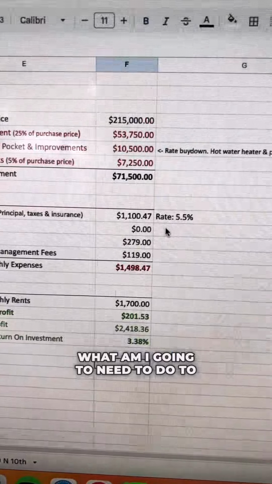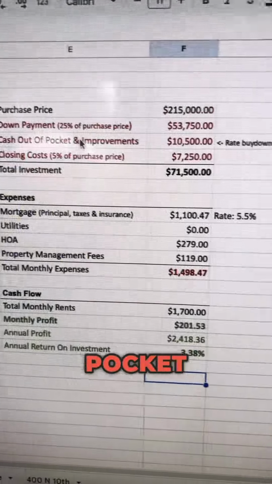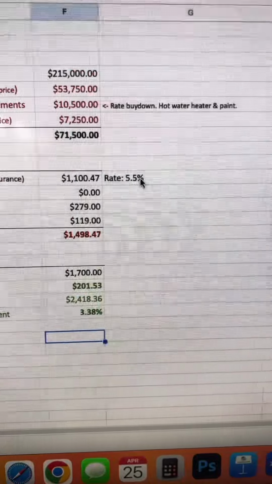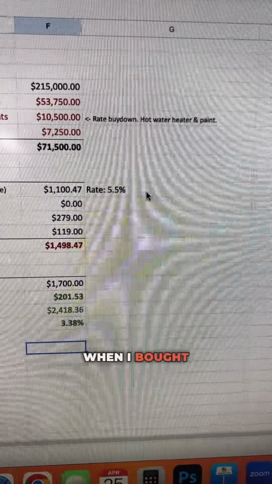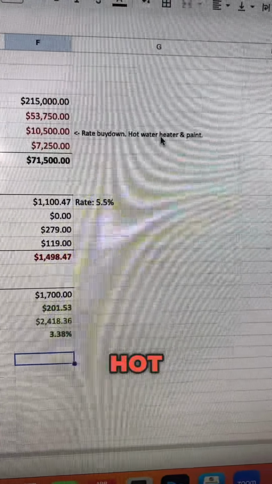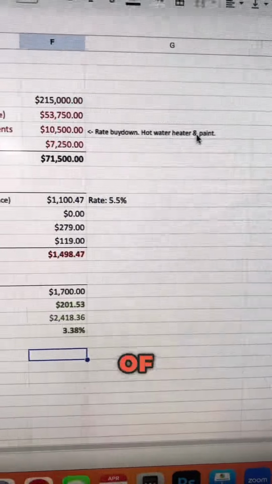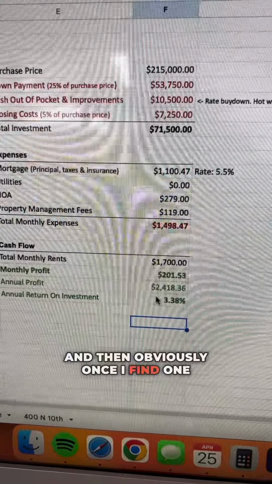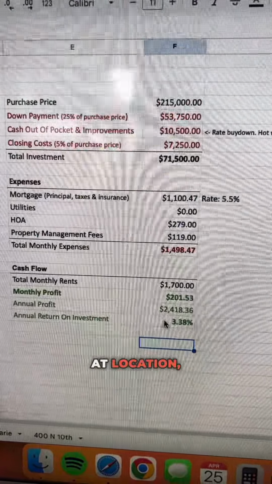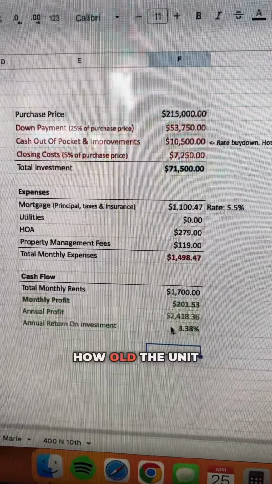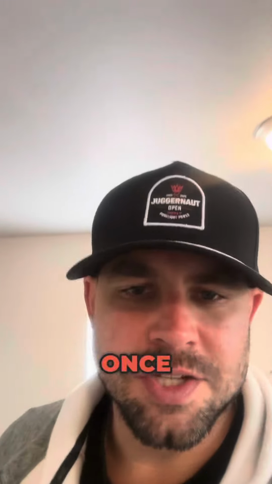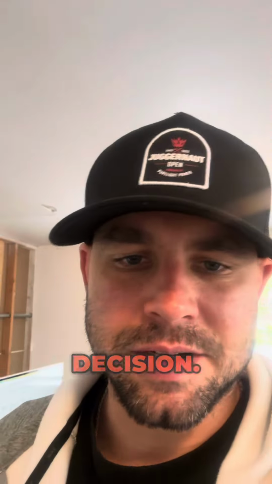What am I gonna need to do to it? In this case, you see cash out of pocket and improvements. I had to buy the rate down to get it to pencil at 5.5%. I believe rates were 7.5% when I bought this. Had to do something with the hot water heater, and then we had to do a little bit of paint inside. So I run these numbers, and then obviously once I find one that pencils, then I'm looking at location, how old the unit is. Obviously we get inspections done and all of that. Once all of that checks out, obviously I make my decision.